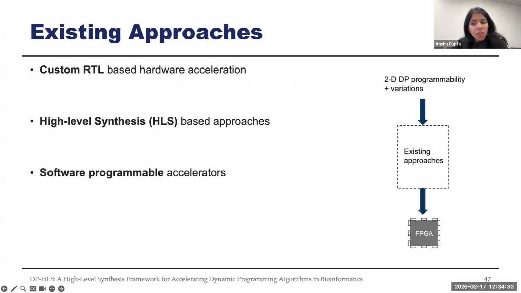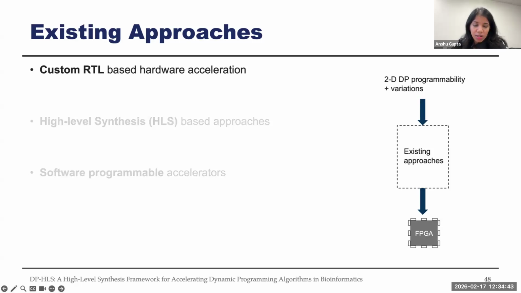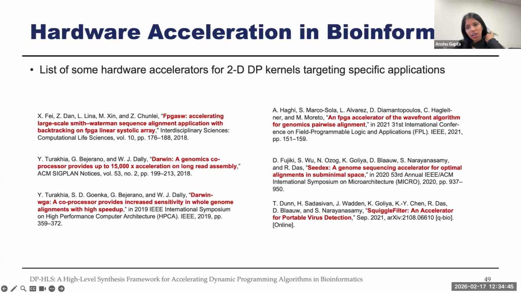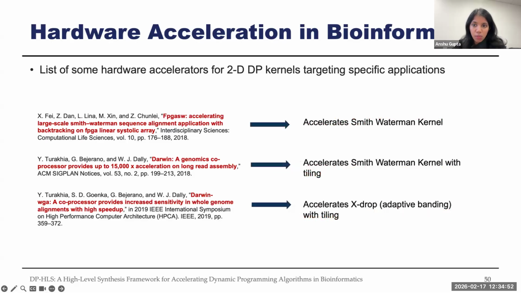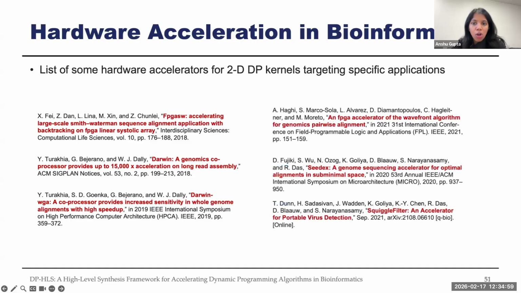So now we got to know about the variations in dynamic programming. Now I'll explain the various existing approaches to map dynamic programming on FPGAs. One such approach is using custom RTL-based hardware acceleration. While hardware accelerators for dynamic programming are well understood, all of them map to a specific type of kernel. For example, FPGA SW accelerates only the Smith-Waterman kernel, Darwin accelerates Smith-Waterman with tiling, Darwin-WGA accelerates X-drop with tiling, and so on. So basically, they are all accelerating specific types of dynamic programming algorithms, and they are often not easily customizable to support new applications.